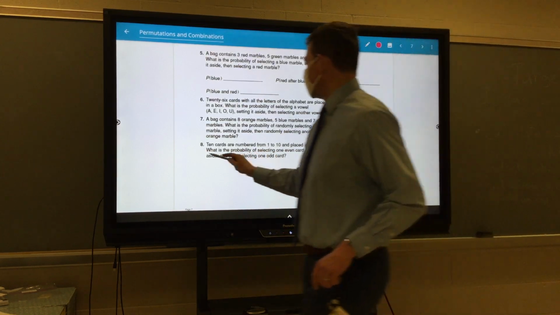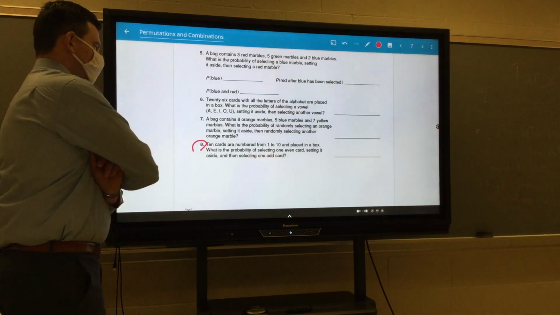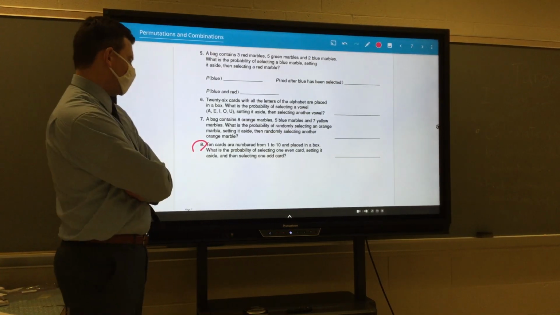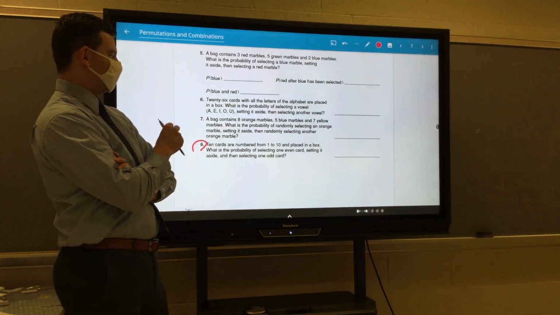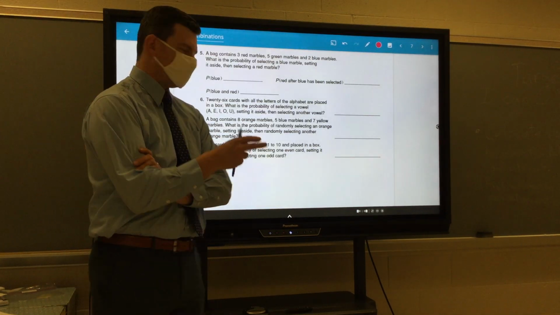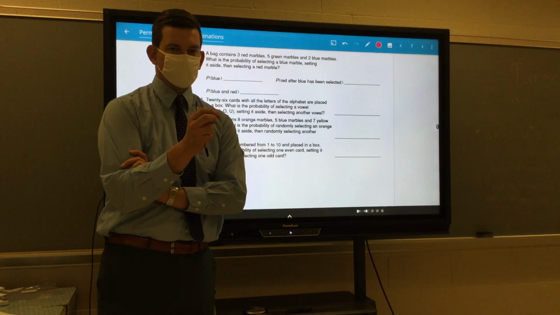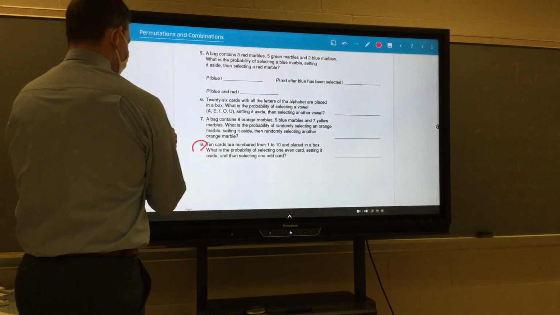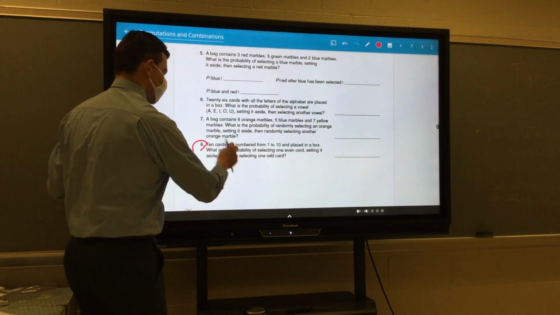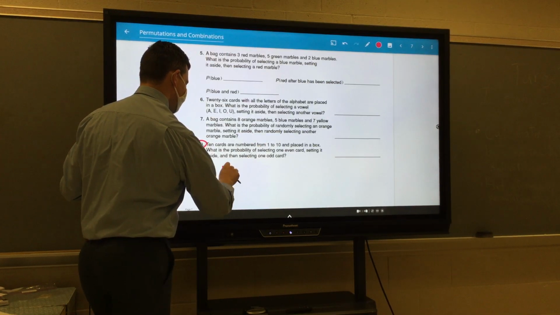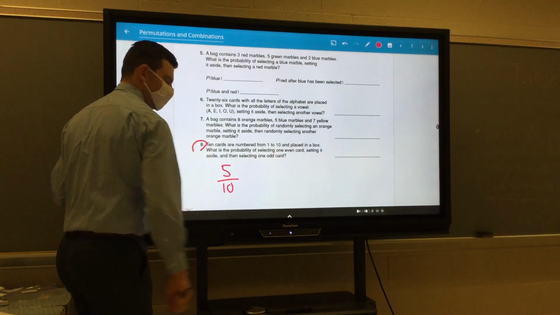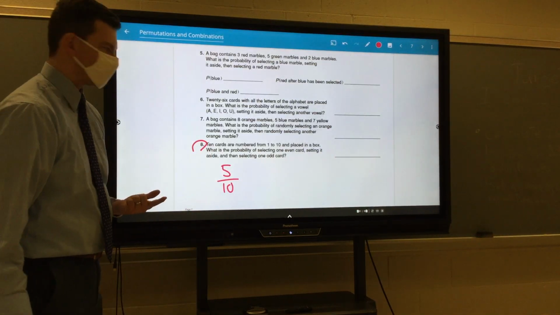So let's just do one of these here. 10 cards are numbered from 1 to 10, placed in a box. What is the probability of selecting 1 even card, setting it aside, and then selecting 1 odd card? Well, we're looking at the probability of selecting an even card. So we have 5 even cards out of 10: 2, 4, 6, 8, 10.